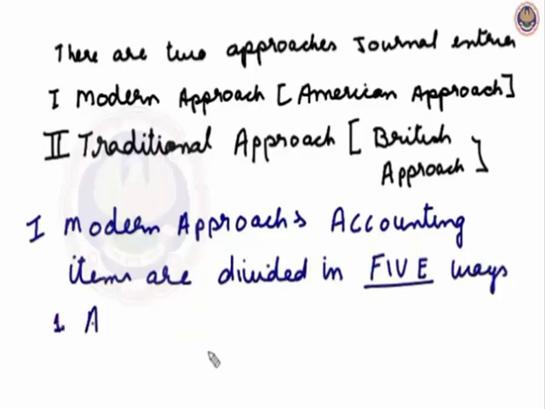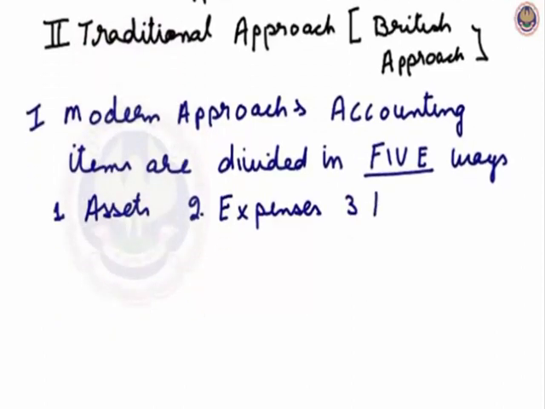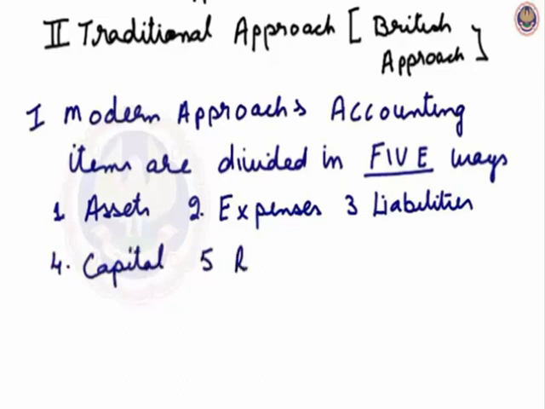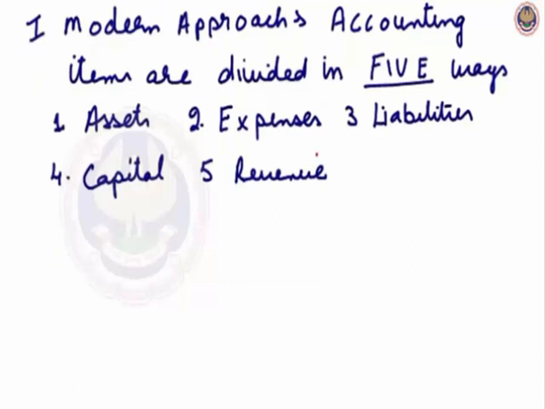Firstly, assets. Second, expenses. Third, liabilities. Fourth, capital. And fifth is revenue. Let us discuss what assets is all about, what is expenses, what is liabilities, capital and revenue. Let us see briefly what these items mean.